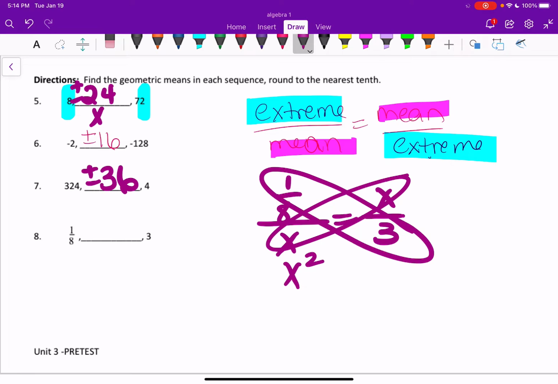And 1/8 times 3 is 3/8. If you're not sure of that, you can do 1 divide 8 times 3. Hit your math button. Choose fraction to tell the calculator to leave it as a fraction, and it'll give you 3/8.